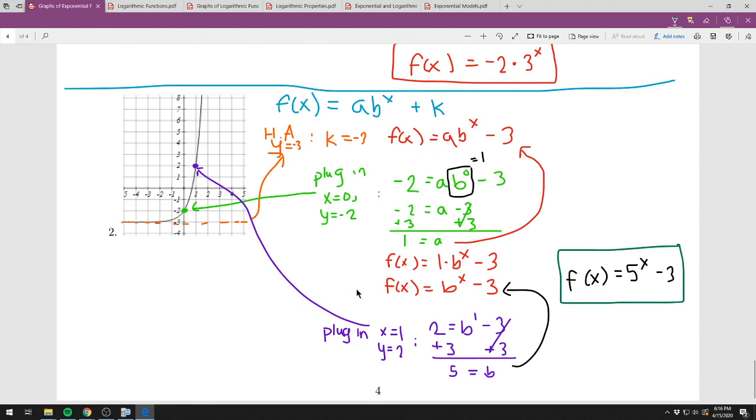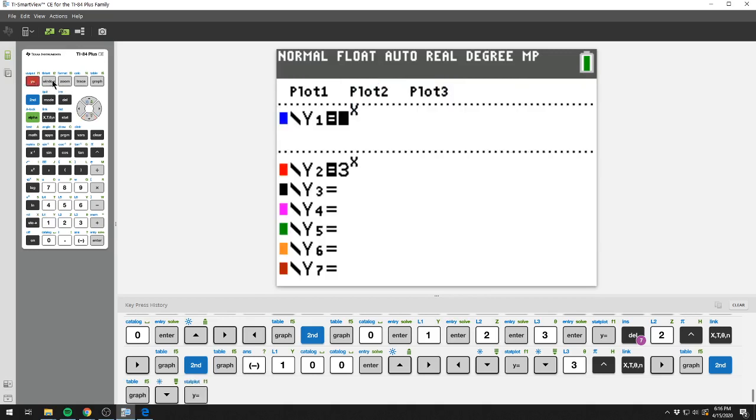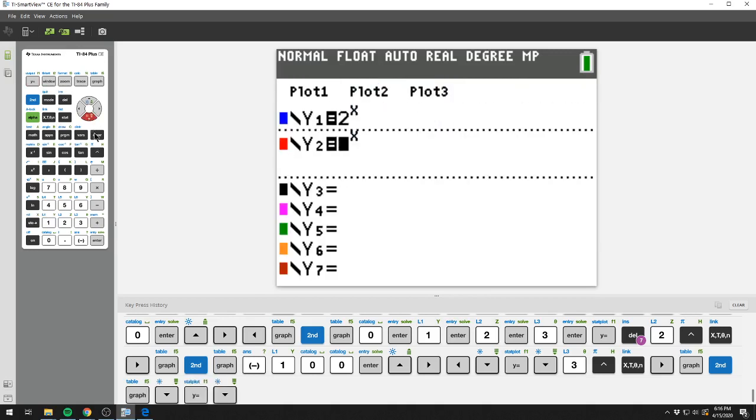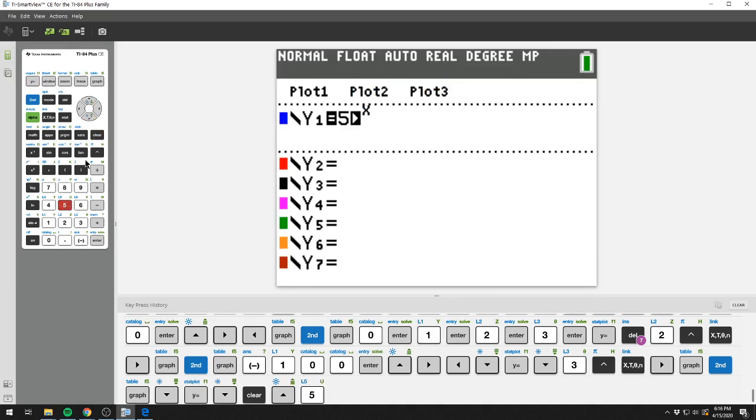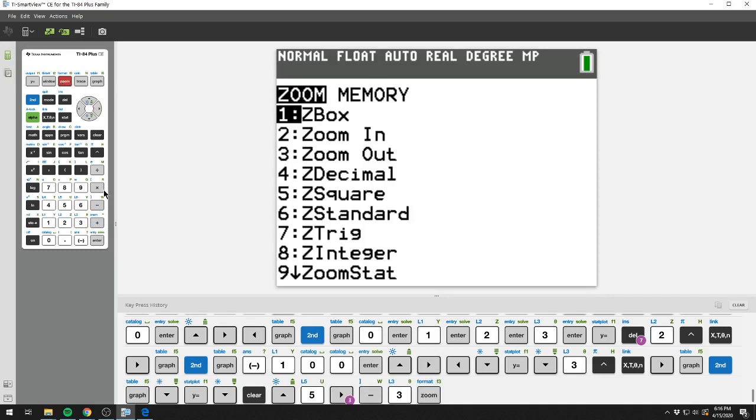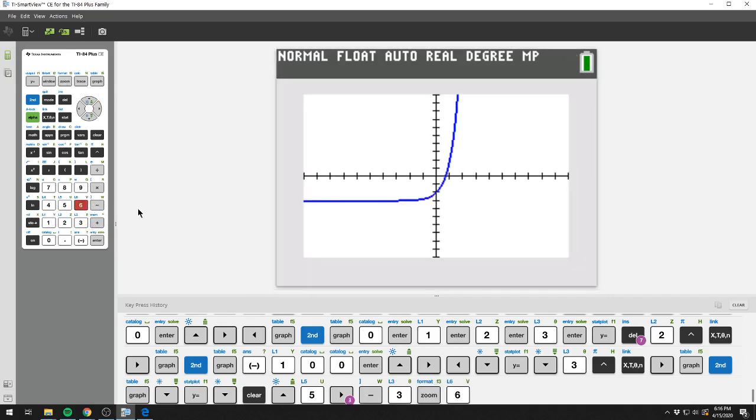One thing you can definitely do, which I'll do with this last one, is graph it so you can see that it matches and the horizontal asymptote's doing what we thought it would. So f of x equals 5 to the x minus 3. I'm going to hit zoom 6 to put us in our standard window. It doesn't draw in the horizontal asymptote for us, but we can see -3. It's getting pretty close to that.